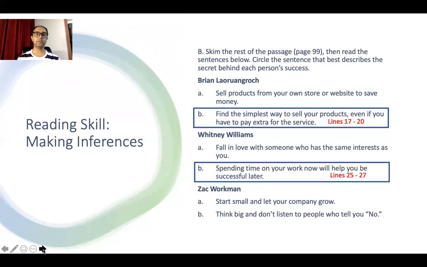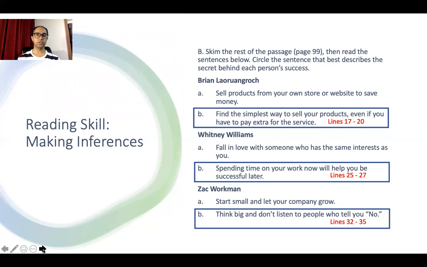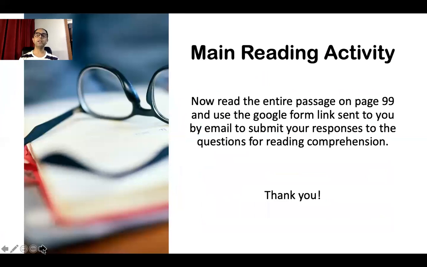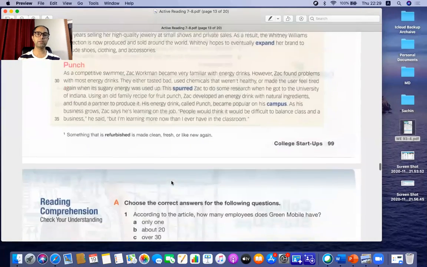And for the last one, Jack, the answer is B again. Think big and don't listen to people who tell you no. So where do you find the answer? It's in lines 32 to 35. Okay, this is how you have to make inferences. Make your own guess. You have to guess to find the correct answers. Okay, now read the entire passage on page 99. That's this page again. Okay, read the entire passage.